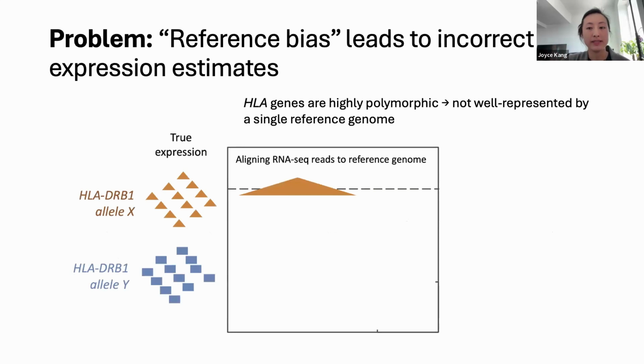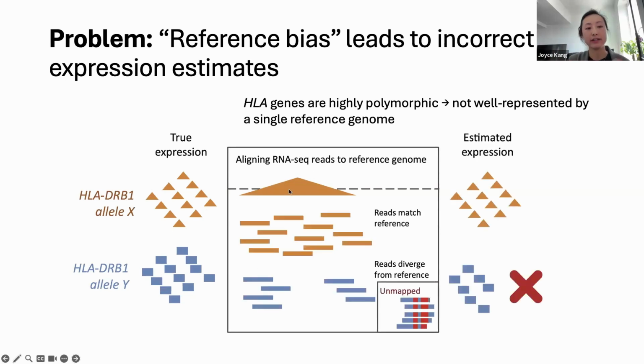Basically, the problem is that there's only one version of the HLA alleles in the reference genome, which can cause a bias when you're looking at HLA variants coming from a lot of diverse populations. So if you imagine you have two different individuals, one of them is homozygous for this orange triangle allele, and the other individual has this blue rectangle allele for HLA-DRB1, and say, for example, that the reference genome has the orange triangle version.